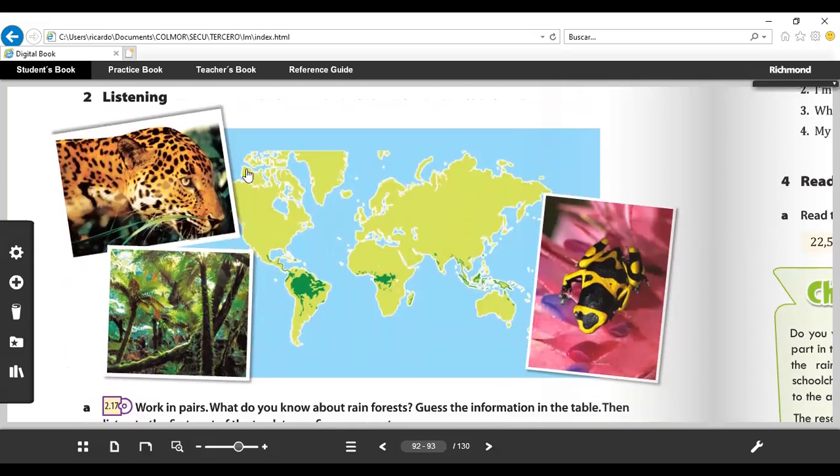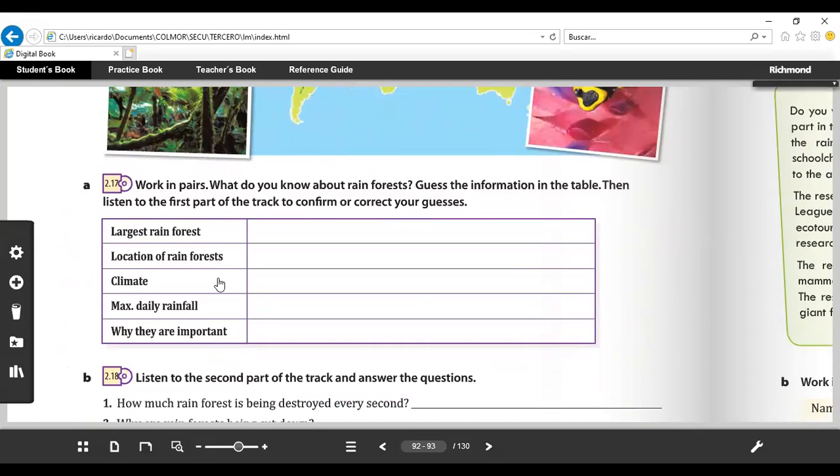Okay, now as you can see here, we have a map and we have a listening activity. Okay, and let's take a look at the information that we need to fill in. It says working in pairs. What do you know about rainforest? Guess the information in the table. Then listen to the first part of the track to confirm or correct your guess. Okay, do we know anything about rainforest? Largest rainforest. What is the location of the largest rainforest? Okay.